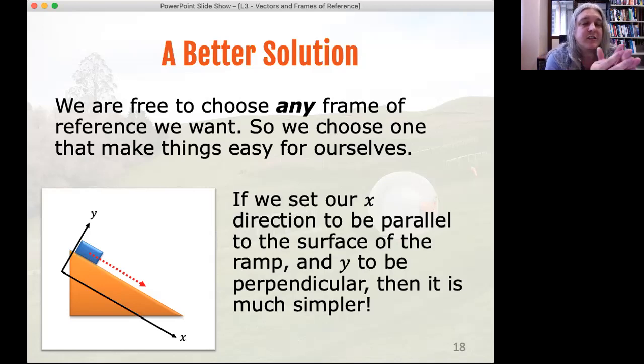The motion of the box would just be straight down the ramp. Since it's all in one straight line, that's a one-dimensional problem, and we should define our x to be in that direction, and that's going to make all the math much simpler.